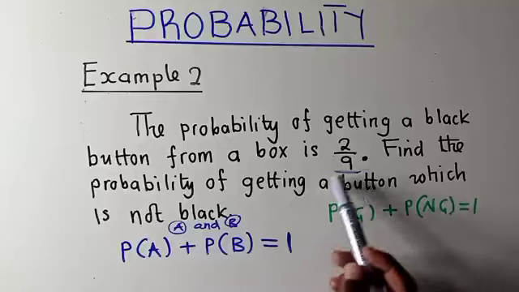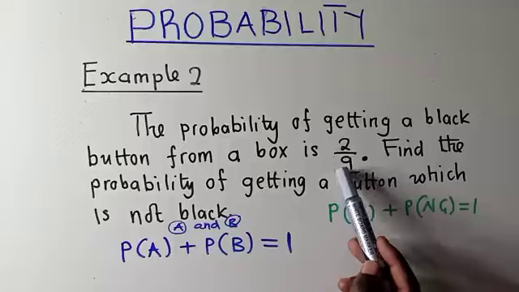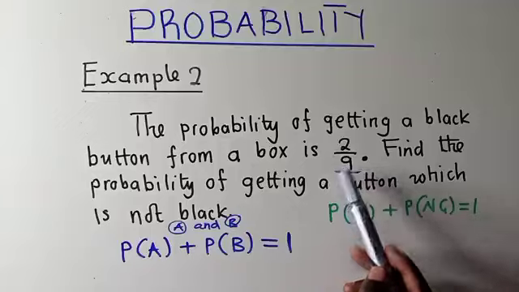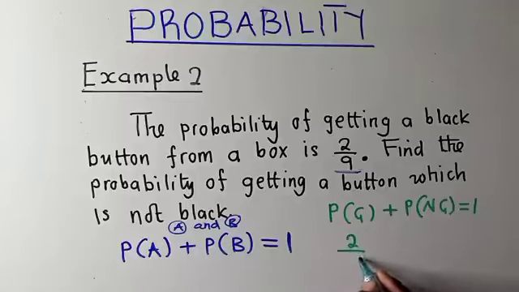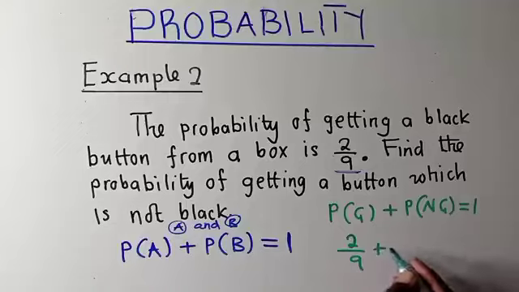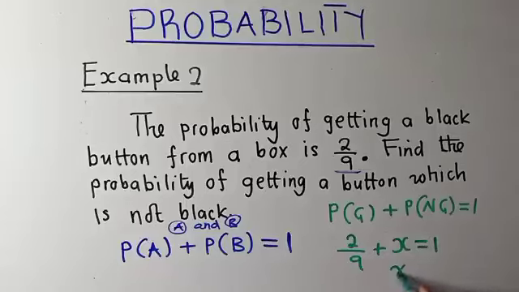So what probability have we been given here? This is the probability of getting. So the probability of getting is 2 over 9 plus, what are we looking for? The probability of not getting. We don't know it, so we just denote it by the letter x, is equal to 1. Now to solve, we'll just group the like terms.